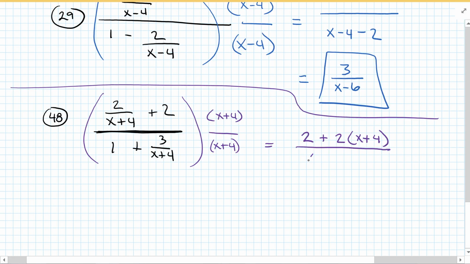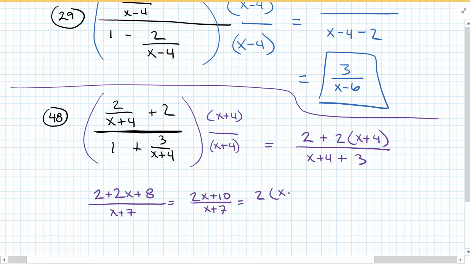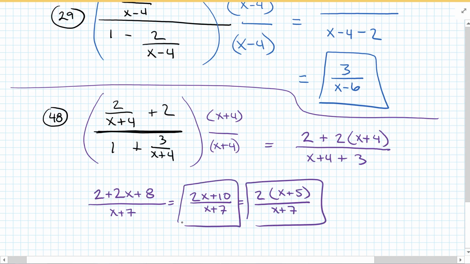On the denominator, I'm going to get x plus 4 plus 3. So now on top, let's go ahead and distribute that. So it's going to be 2 plus 2x plus 8, just distributed the 2, over x plus 7. Okay, let's sum like terms real quick. So I got 2x plus 10 over x plus 7. I can go ahead and factor it out if you want to. It's not going to really help the cause, but 2 times x plus 5 over x plus 7. I would accept either of these answers for number 48.